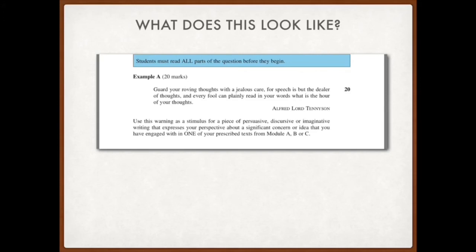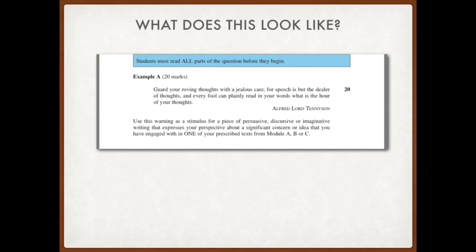So, what this question is asking you to do is to use this warning as a stimulus for a piece of persuasive, discursive, or imaginative writing that expresses your perspective about a significant concern or idea that you have engaged with in one of your prescribed texts from Module A, B, or C. Now, that is a big question.